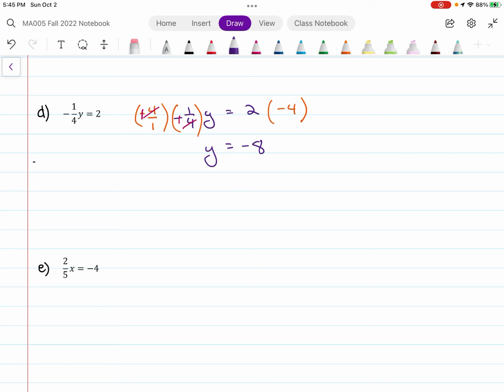So let's check it. -1/4. Let me make that negative because that's a little weird. So -1/4 times -8 equals 2. Is that true? Yes, it is.